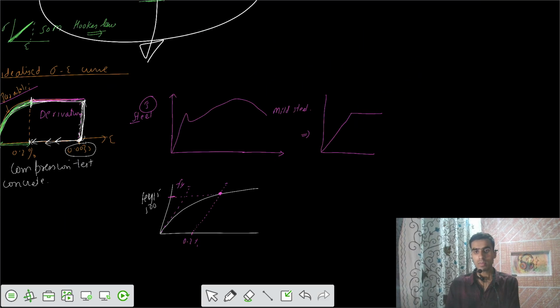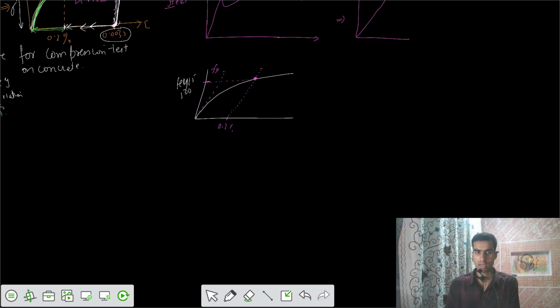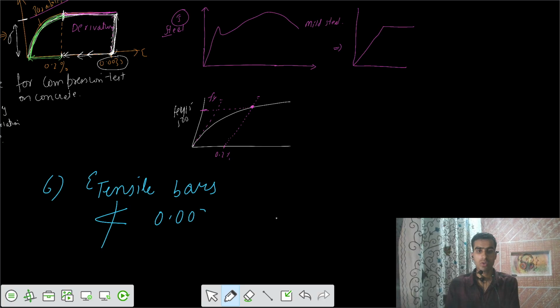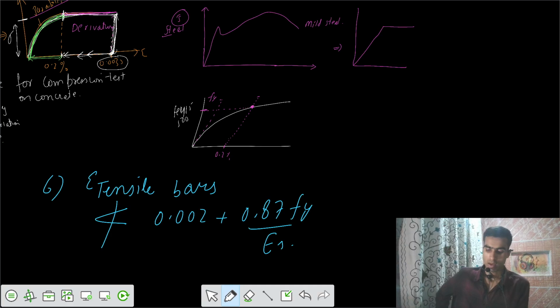Now one more assumption, assumption number six. That is, the strain in the tensile bars at failure should not be lesser than 0.002 plus 0.87 Fy by Es. Okay.